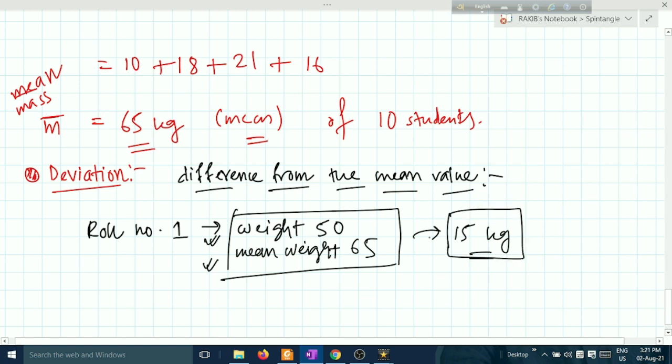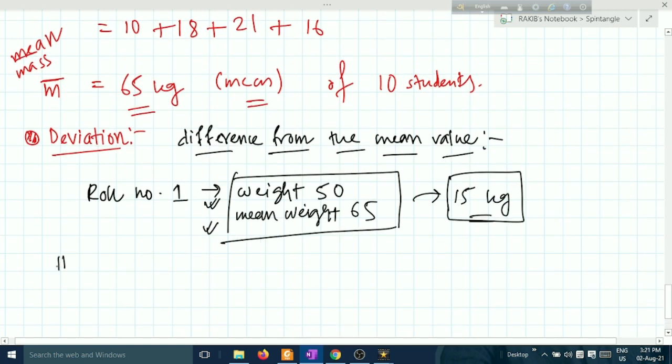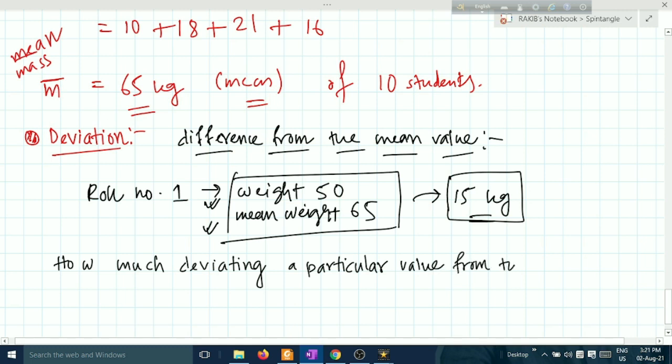How much a particular value is deviating from the mean, a slight deviation means a slight difference. How much a particular value deviates from the mean value, this is called deviation.